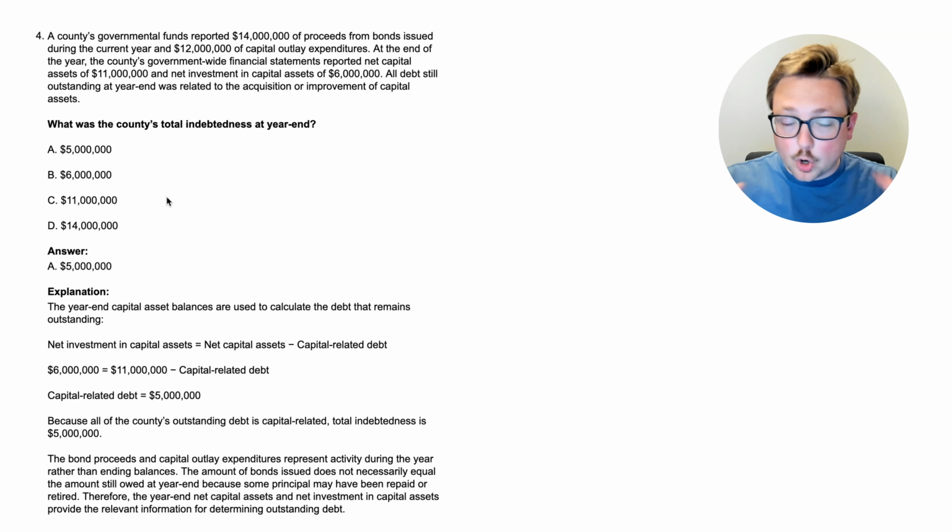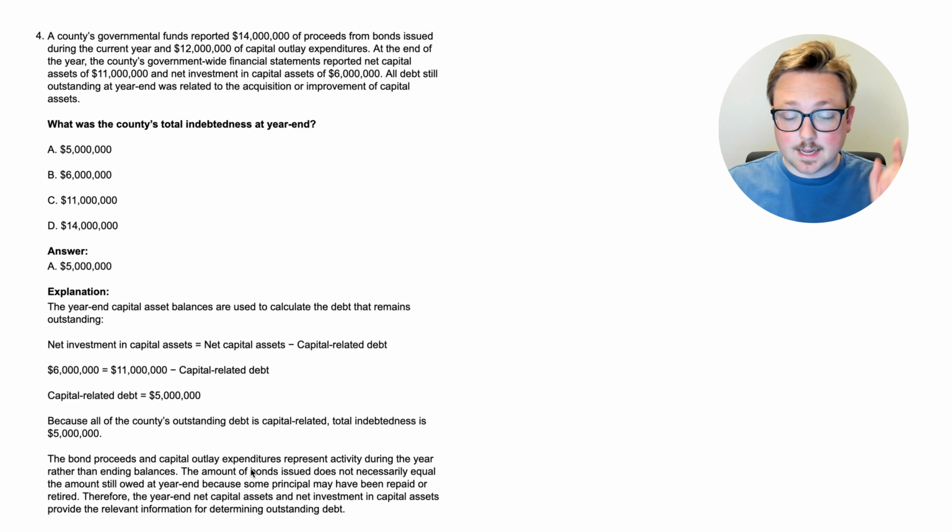So this isn't always going to be the case, but you might see a question similar to this where total indebtedness is equal to the total debt that was outstanding for capital-related things because it says that. At the end of the year, all debt outstanding is related to the acquisition or improvement of capital assets. So since we know that all debt is related to that, that's why we can do this kind of a calculation and see that the capital-related debt is $5 million. Therefore, the total indebtedness is $5 million because that's the only debt that they have.